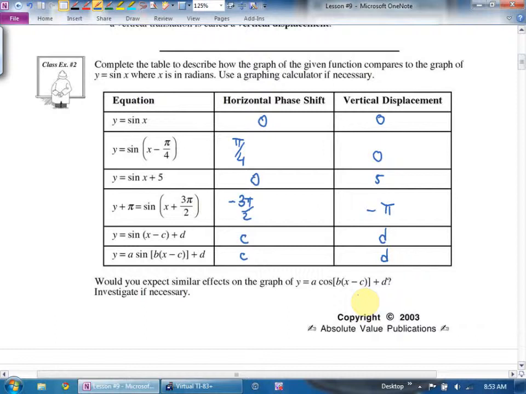It says, would you expect something similar for cosine? Yep. What about for tangent? Ugly cousin. Turn the page.